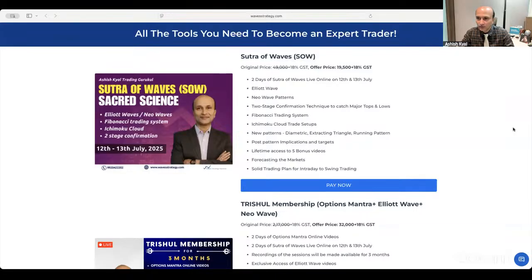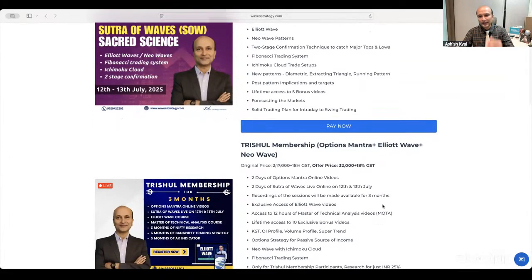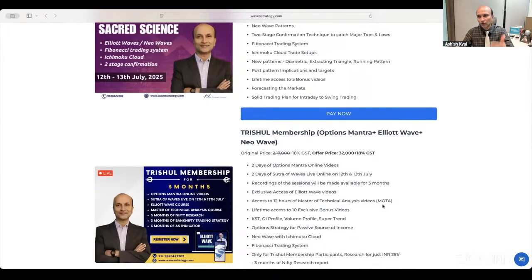Prakash, Sutra Wave is covered in Trishul. Yes, of course, Trishul will cover it. It is written there, look, it will cover Sutra waves also. So Trishul includes three things. Trishul means three, like Mahadev's trishul. It has Options, it has Elliott Wave, and it has NeoWave. So Trishul will include all three things. You don't have to really worry about it, but you have to take that step forward. What you get in Options is already written here.